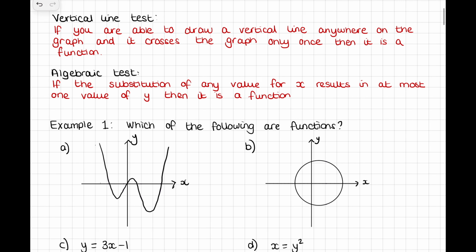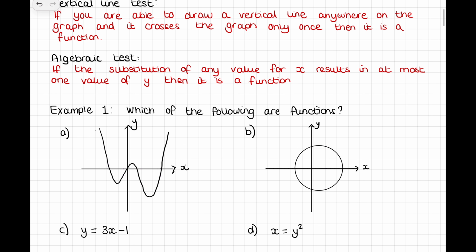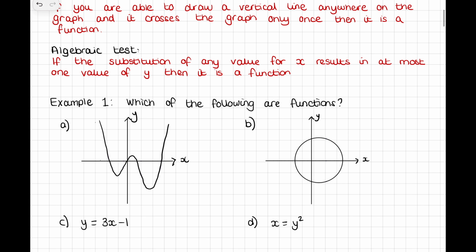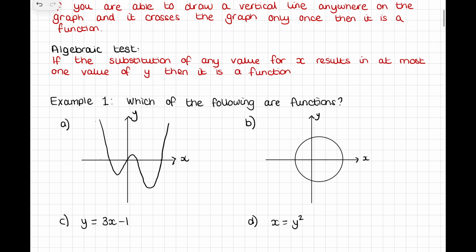Let's have a quick look at an example here. Which of the following are functions? We've got two equations and two graphs. With the first, we're going to do the vertical line test. If I draw a vertical line at any point on this graph, does it only touch the graph once? Yes, therefore it is a function.